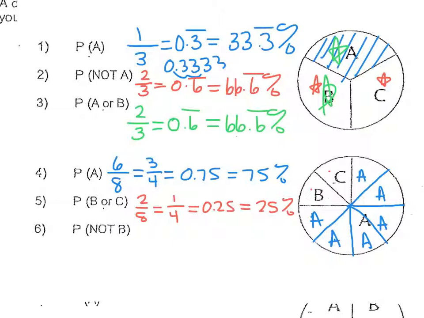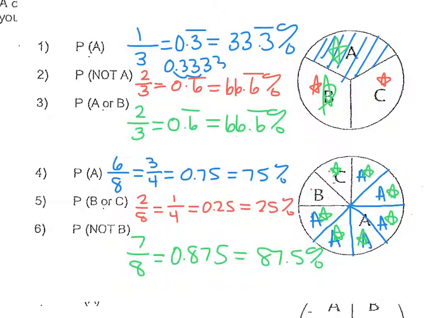And the last one says, what's the probability of not hitting B? Well, B is one of the sections. This is not B, so that's 1, 2, 3, 4, 5, 6, 7. So there are 7 sections that are not B out of the 8 possibilities. And if we do 7 divided by 8, we get 0.875, which is the same as 87.5%, or you could say 88%. So the probability of not hitting B would be 87.5% or 88%.